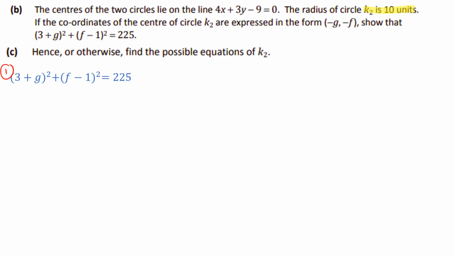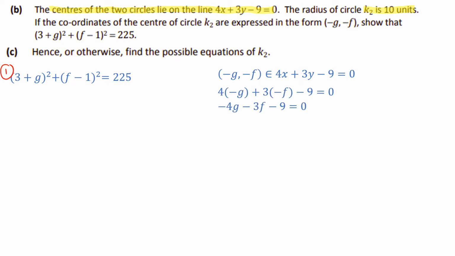So the second piece of information actually comes from part B and tells me that the centre of the circle lies on this line. So knowing that, I can sub it in. The center, I'm still treating it as minus g, minus f. I'm subbing it into that line because it's on the line. I know that that equation will be valid. It will be true. So that gives me minus 4g minus 3f minus 9 equals 0. So this becomes my second equation.